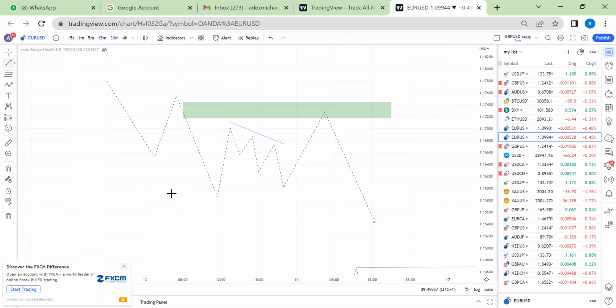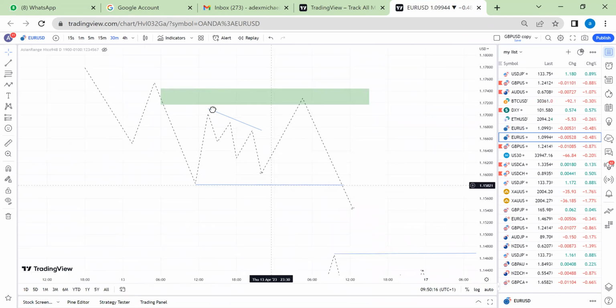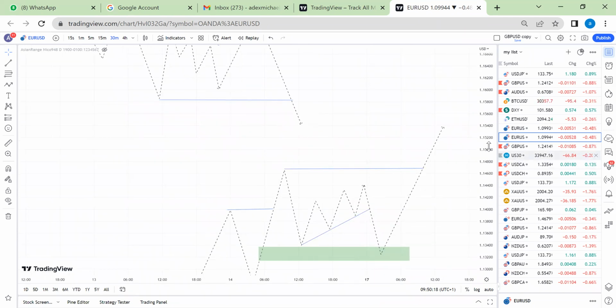Targeting this point for our profits. So this is the liquidity we target for entry, and we target this one for exits. This is for a sell scenario. Does that make sense? Any questions with that?